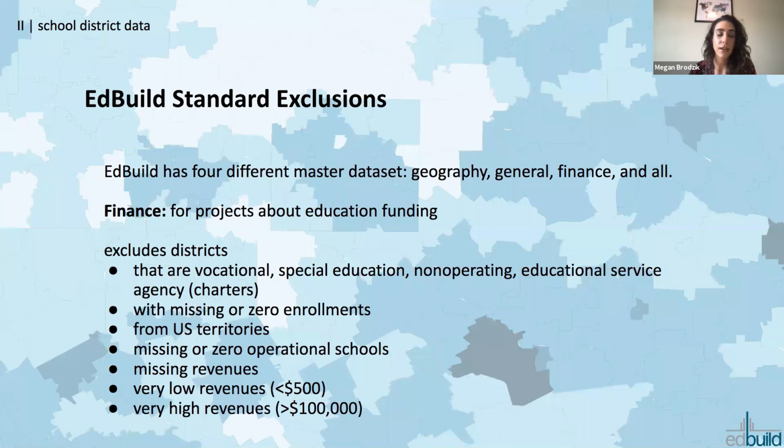Our third data set is our finance data set for projects about education funding. This is the one that we use most often. It excludes everything that the general did, as well as any districts with 0 or missing operational schools, missing revenues, or any districts that have very high or very low revenues. We assume that if a district has more than $100,000 per pupil, that there's probably something wrong with that data.